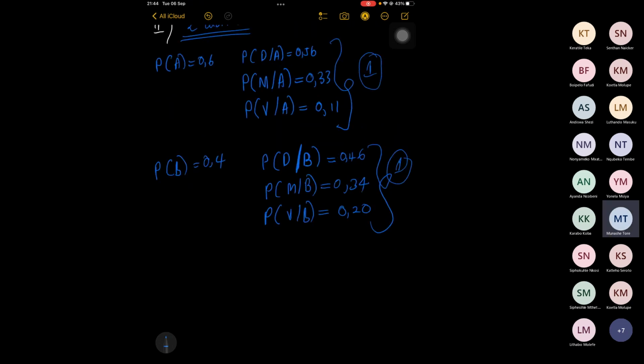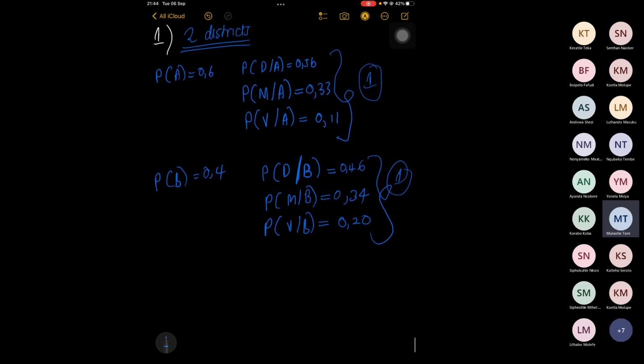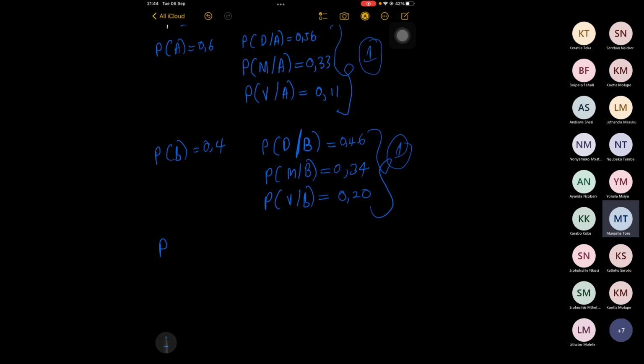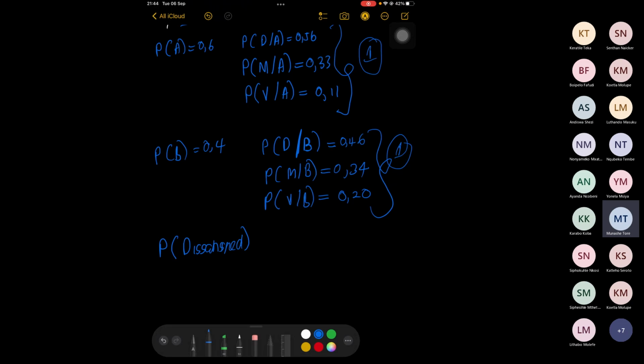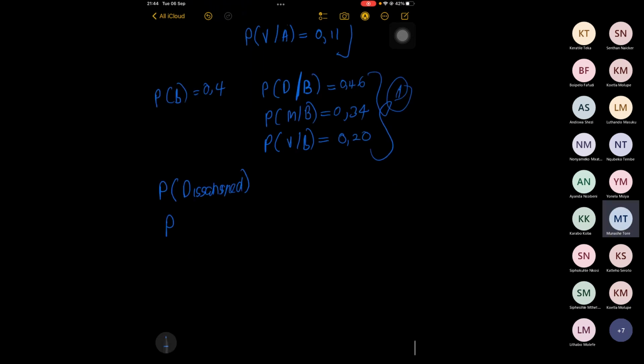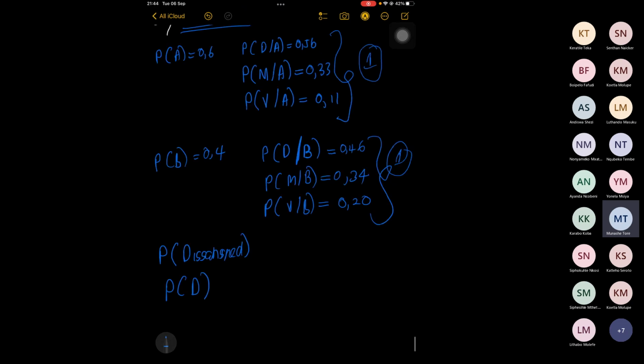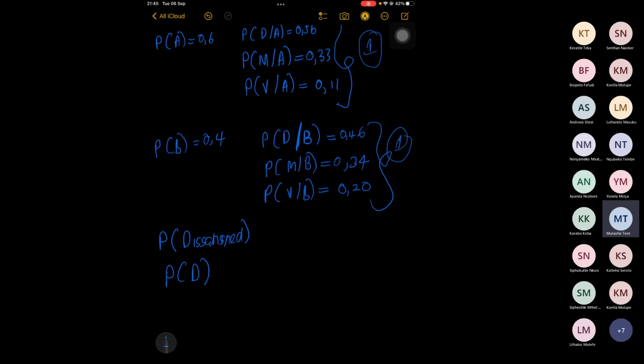Then what is the probability that an incoming call to the customer service center will be from a customer who will be dissatisfied? So what they are saying is they are looking for the probability that the customer is dissatisfied. We are calculating the probability of D. That's what we want, isn't it? We are calculating the probability of D.